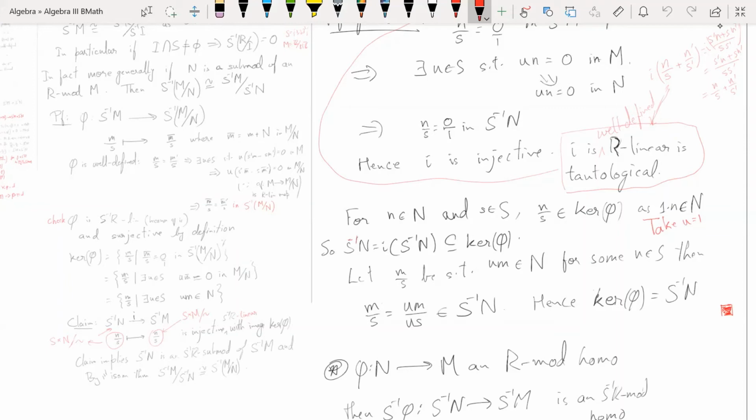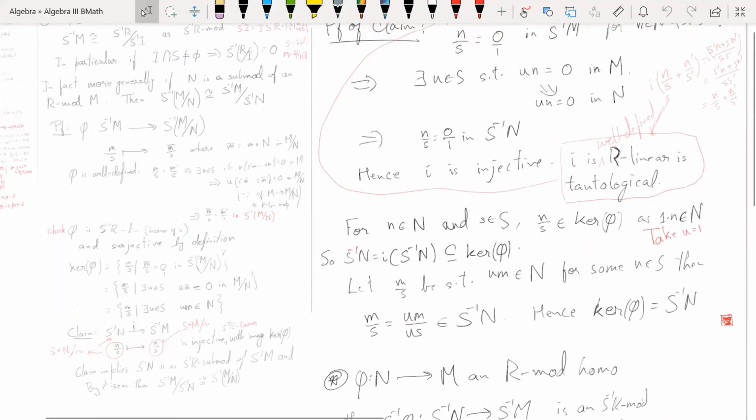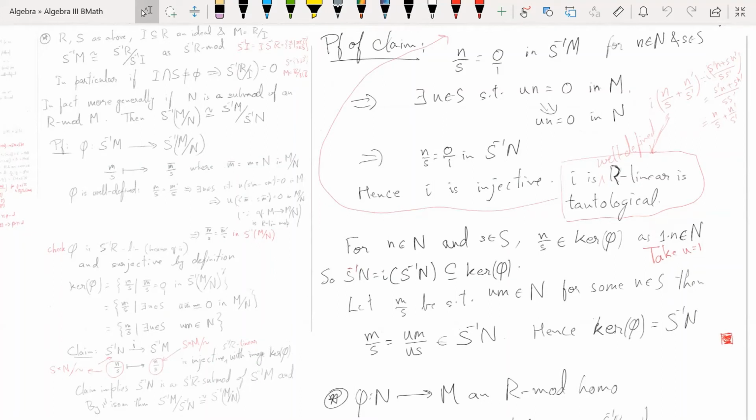So that tells you that m over s is the same as, but u times m is in N. So m need not be in N, but u times m is in N. But m over s is the same as u times m over u times s, and that belongs to S inverse N. Hence, we get that the kernel of phi is the same as S inverse N. So we have both inclusions and hence this identity. So that completes the proof of this other lemma.